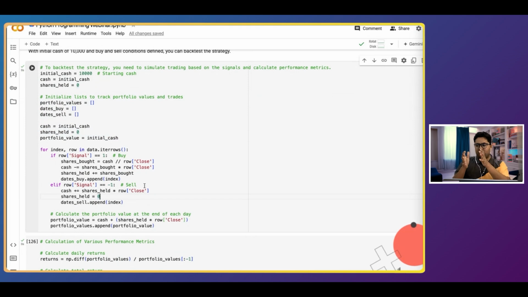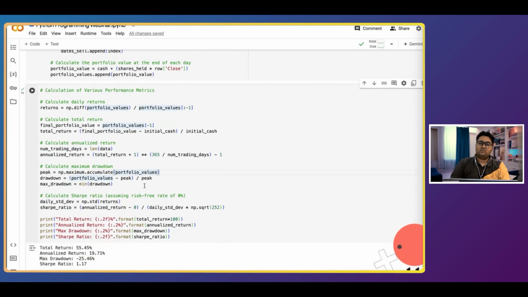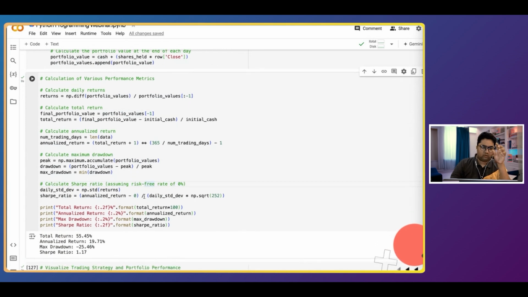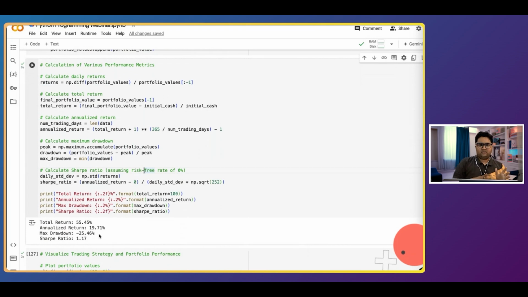And backtesting basically is once you have a strategy, you are going back in time and then you are running that. Okay. Then there are a bunch of performance metrics, to each his own. Here we are using daily returns. Then we are looking at total returns. Then we are looking at annualized returns, maximum drawdown, Sharpe ratio, which is assuming a risk-free rate of 0%. That's not true. You can actually tweak that up. And based on that, you are seeing these returns.